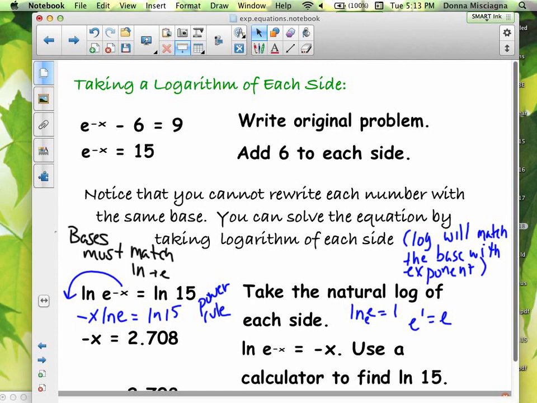Now we can use the power rule. The exponent moves in front. But natural log of e, well, that's just 1. So this is just saying negative x times 1. Well, that's just the same as negative x.